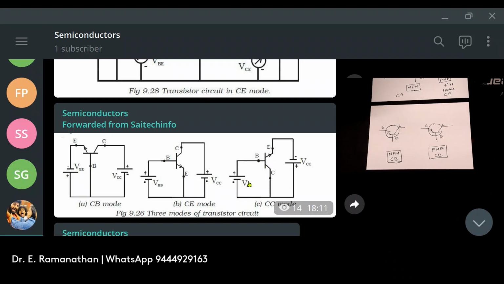And here the common collector, in the common collector we used to have, for instance, on one side it is a minus, on the other side it is plus, and that is why its efficiency is weakened here. So we don't consider the common collector mode as an efficient one. We take only these two, right?